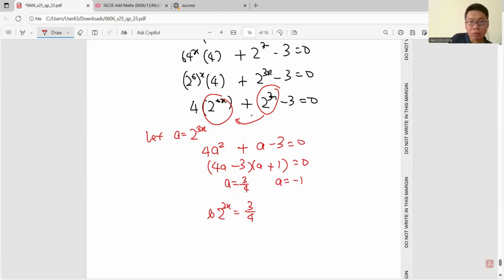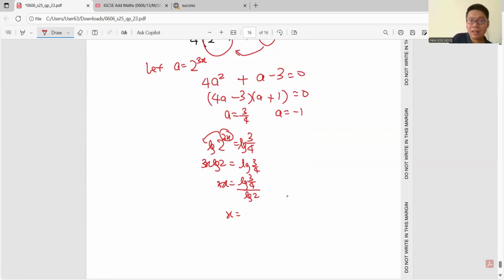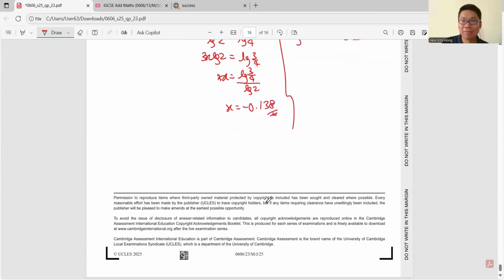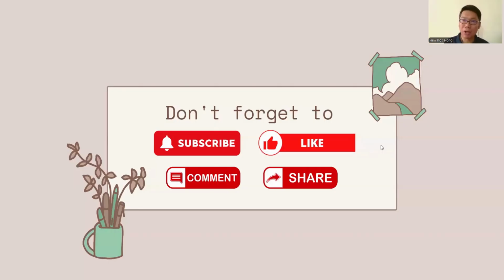So we need to log both sides. Then we can throw the 3x down. Then this thing divided by 3. You get negative 0.138, key in calculator. Then this part. Algae negative 1 is impossible to appear. It's math error, so that's why we reject this part. The only answer is negative 0.138. This is the end of this paper 2.